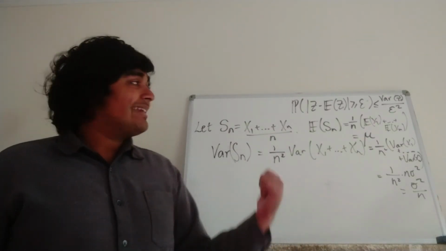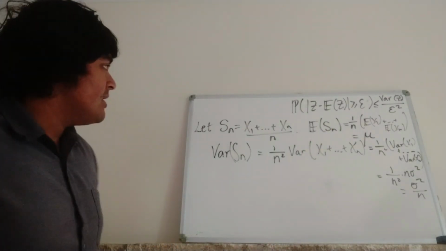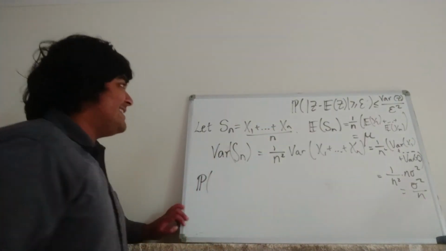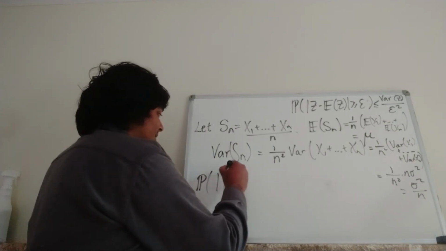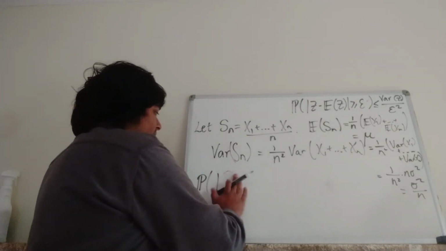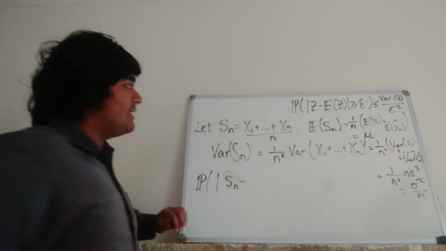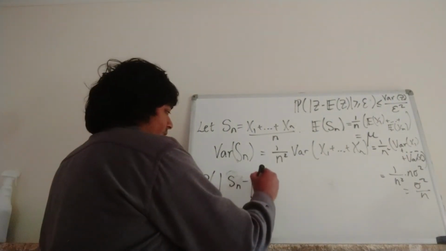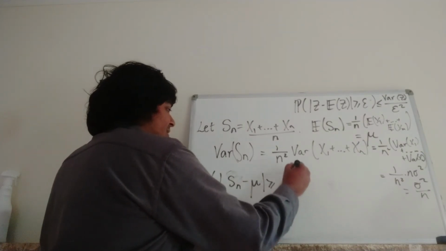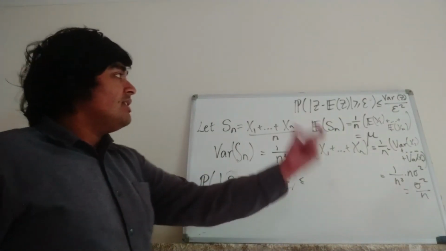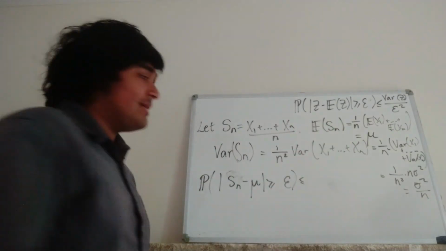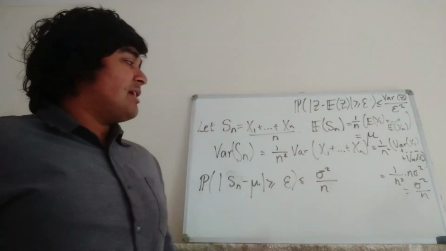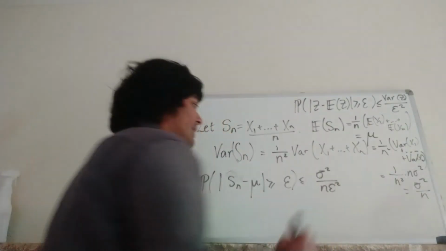Now we're just going to directly apply Chebyshev's inequality. So plugging in z equals Sn, you get the probability that Sn minus the expected value of Sn, which is just mu, being greater than or equal to epsilon, is less than or equal to the variance of z, which is just sigma squared over n, and then dividing that by epsilon squared, like so.